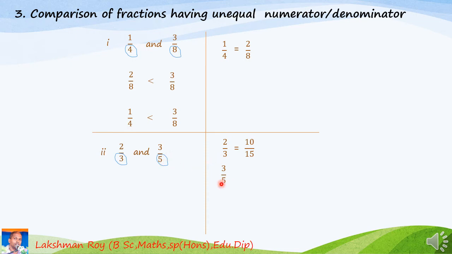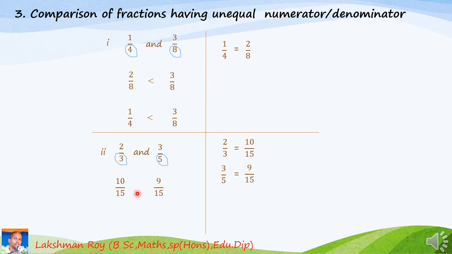So I want to make the denominator 15 here to make them equal. That means this should multiply by 3, this one also by 3. So 3 multiplied by 3 is 9, 5 multiplied by 3 is 15. Now I write the equivalent fractions for these two fractions. This one is 10/15, this one is 9/15. Now you can see.